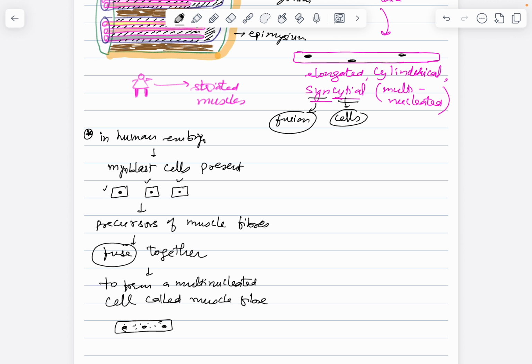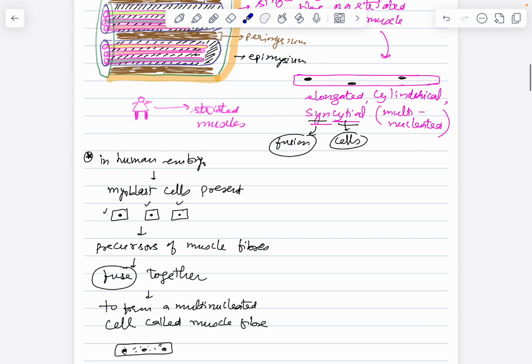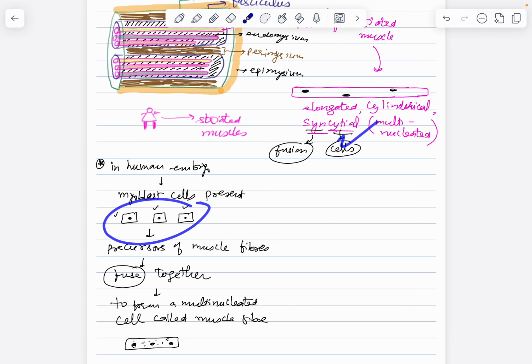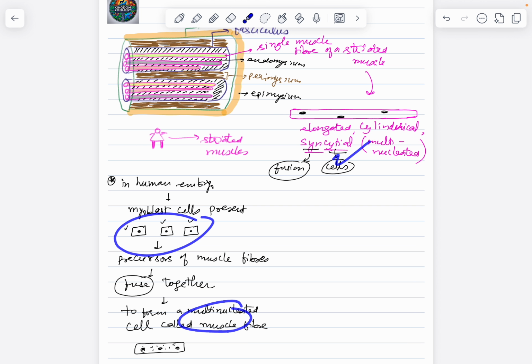Is it compulsory that a muscle fiber will be formed by fusion of 3 myoblasts only? No, that is just a random number I've drawn. There can be 4, 5, 6, all of them fused together. So the muscle fiber will have 4, 5, 6 or 7 or whatever number of nuclei. Do not think that a muscle fiber will be made up of 3 myoblasts only. It can be any number, and that basically is going to determine the size of your muscle fiber.